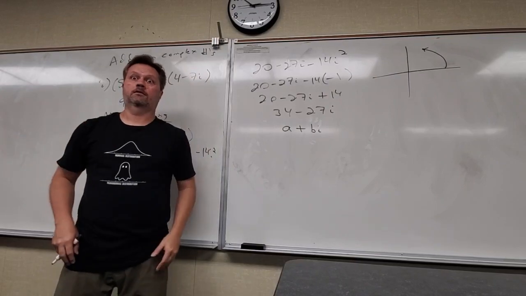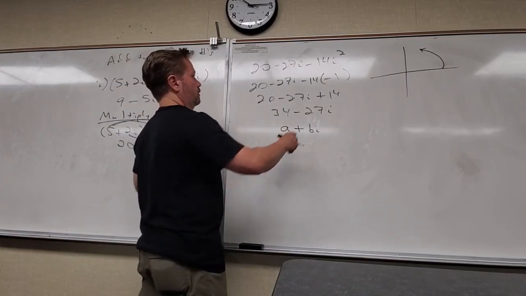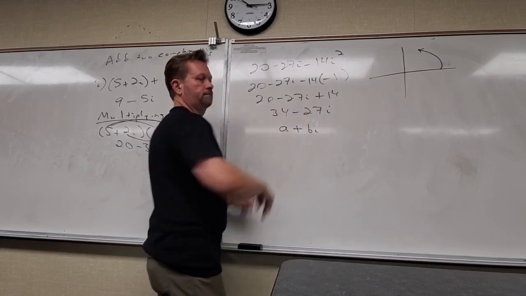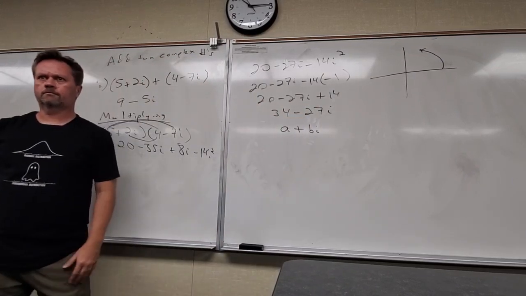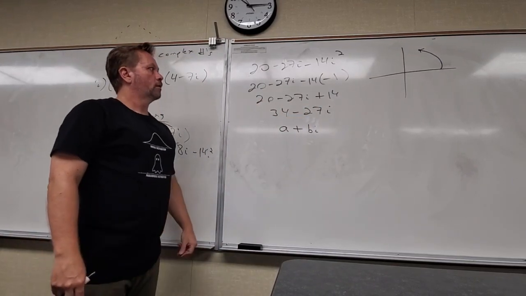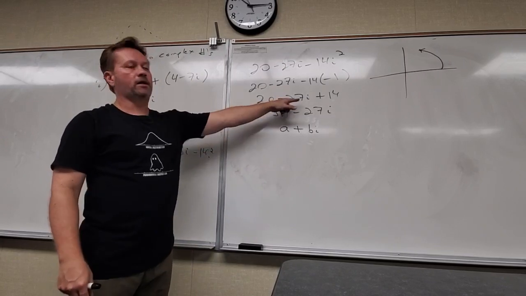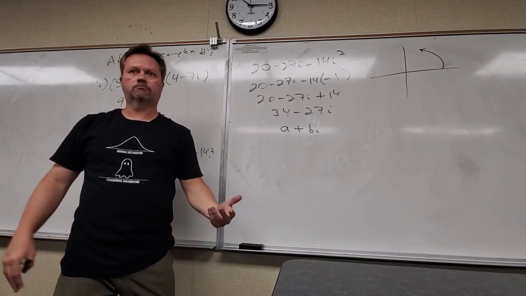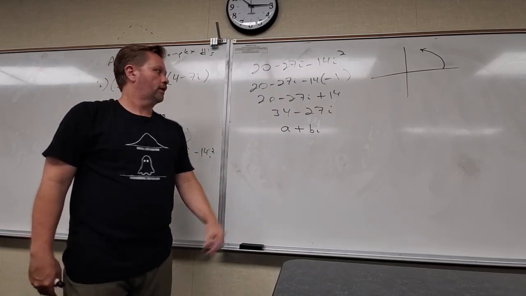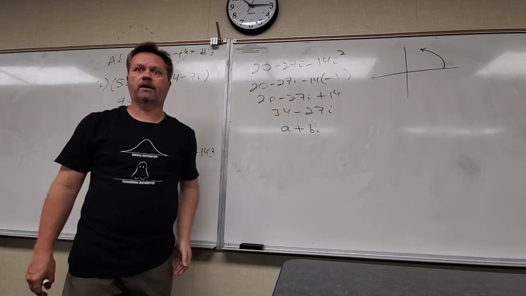Where did you get 34? 20 and 20 plus 14. Oh, okay. So you can't do the 20 and the 27i because it's subtraction, and they're not like terms. With multiplication, if I was multiplying those, it would be 540.